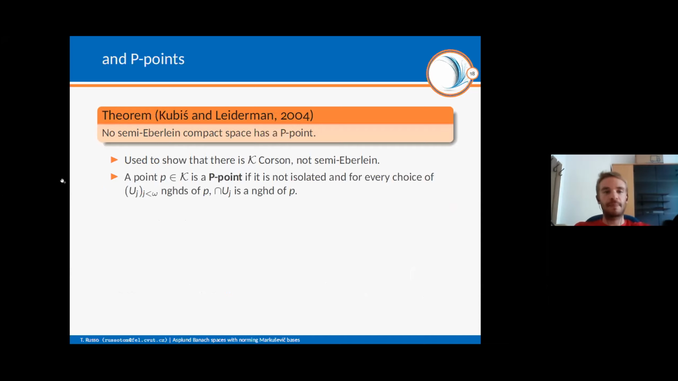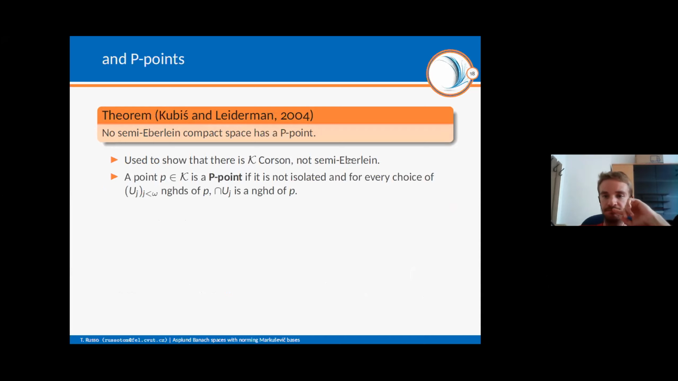And in the very same paper, Kubisch and Lederman proved that semi-Eberlein compacta cannot have p-points. And this result was used by them to show that semi-Eberlein and Corson are distinct notions. In particular, there is a Corson compactum which is not semi-Eberlein, while the converse is much easier.